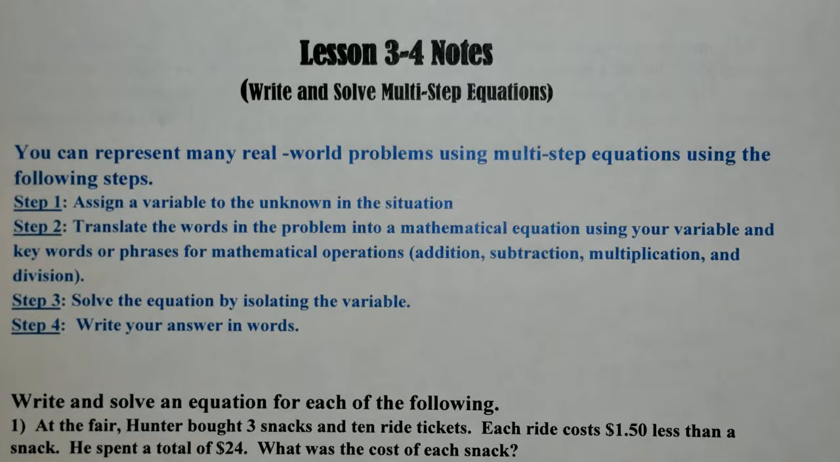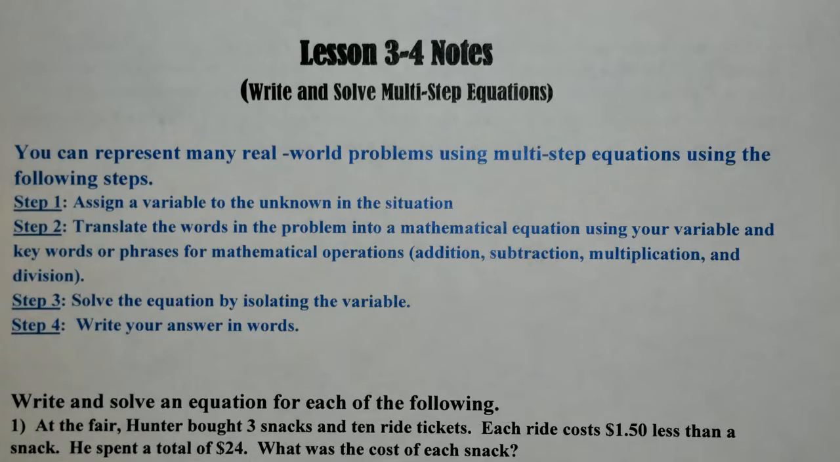All right, it says write and solve an equation for each of the following. Number 1: at the fair, Hunter bought 3 snacks and 10 ride tickets. Each ride cost $1.50 less than a snack. He spent a total of $24. What was the cost of each snack?